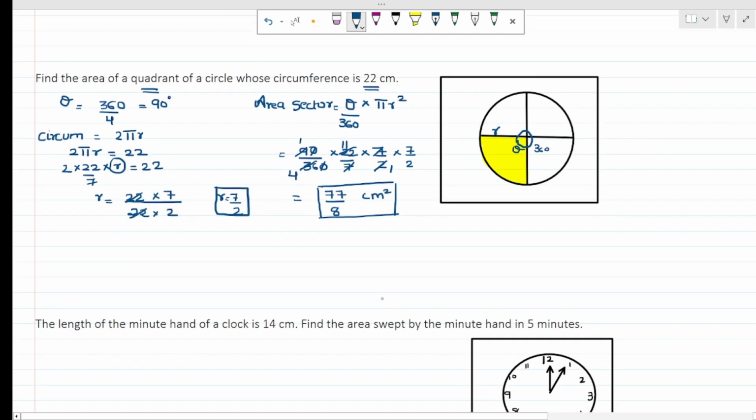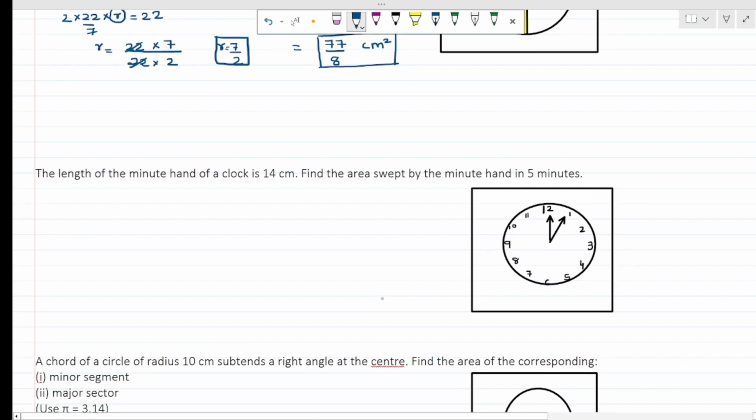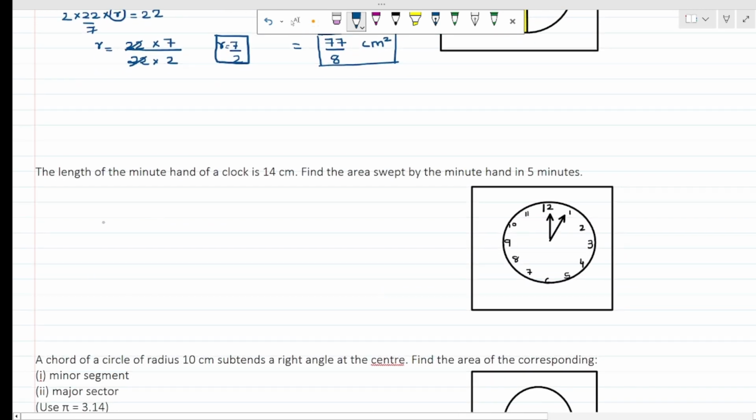Okay. Now, move on to the third question. It's slightly different from both of the above sums. The length of the minute hand of the clock is 14 centimeter. That means this is my 14 centimeter. My radius is 14 centimeter. Find the area swept by the minute hand in 5 minutes. Now, I need to find the area of this yellow region.